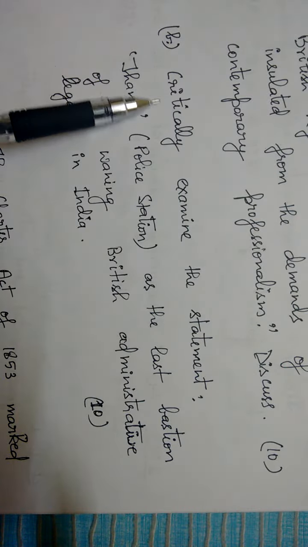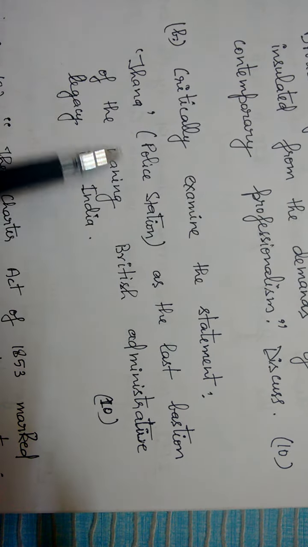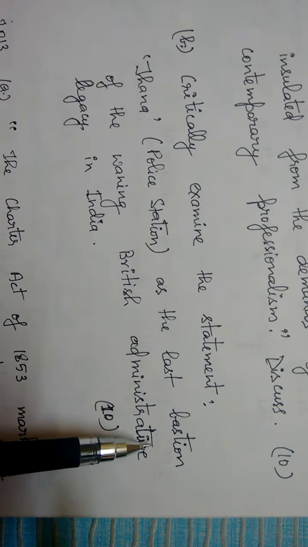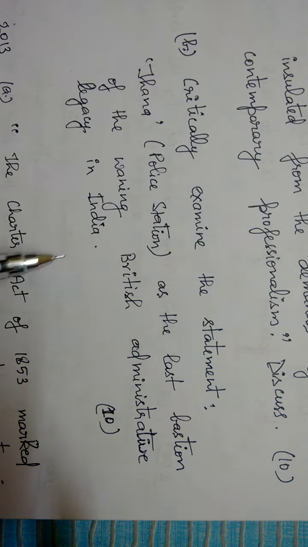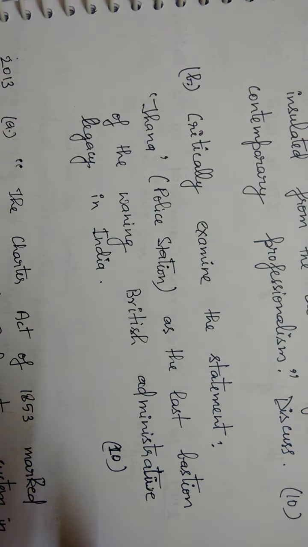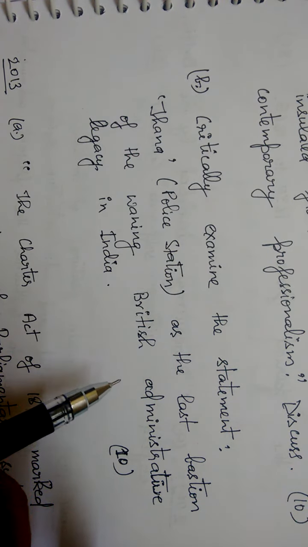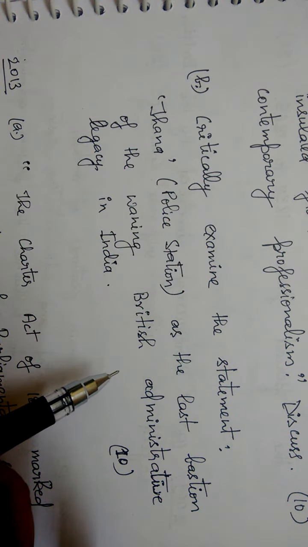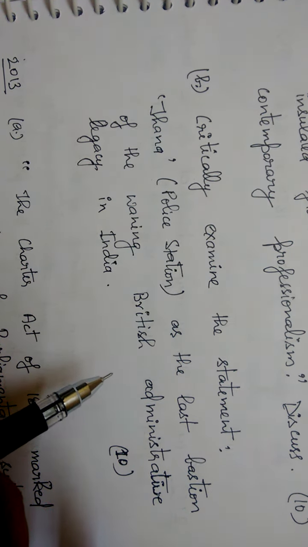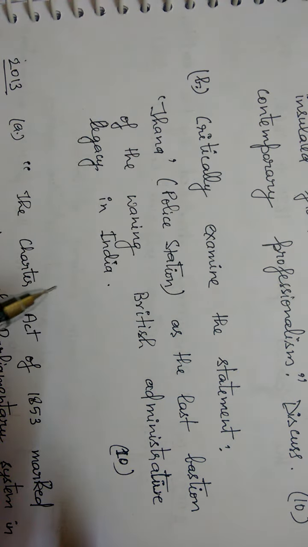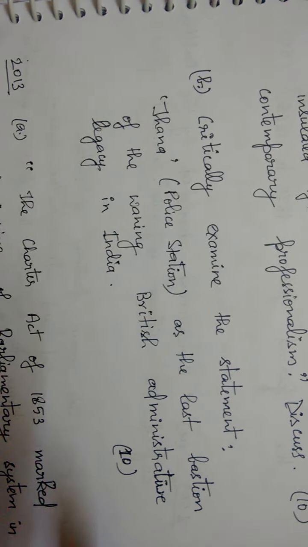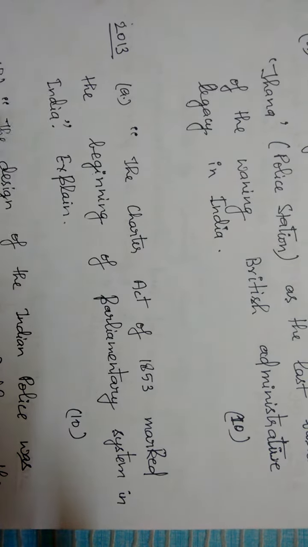Then next question also came about: critically examine the statement, Thana police station as the last bastion of the waning British administrative legacy in India. So this particular question asks you about Indian police during British rule, what was its function, that is law and order maintenance, and how it was doing it and how it has continued right now in independent India also. Then in 2013, so you can see that every year a question is coming from this particular topic.